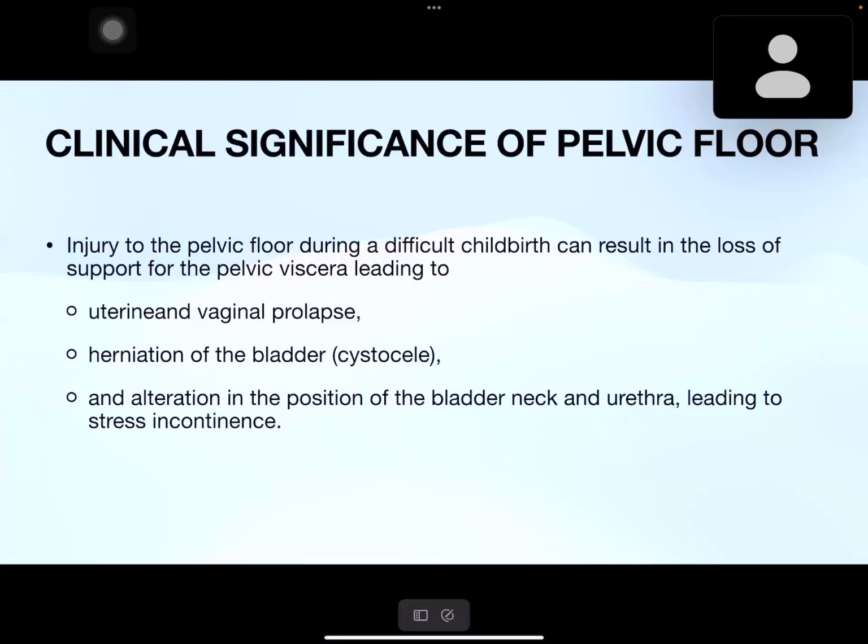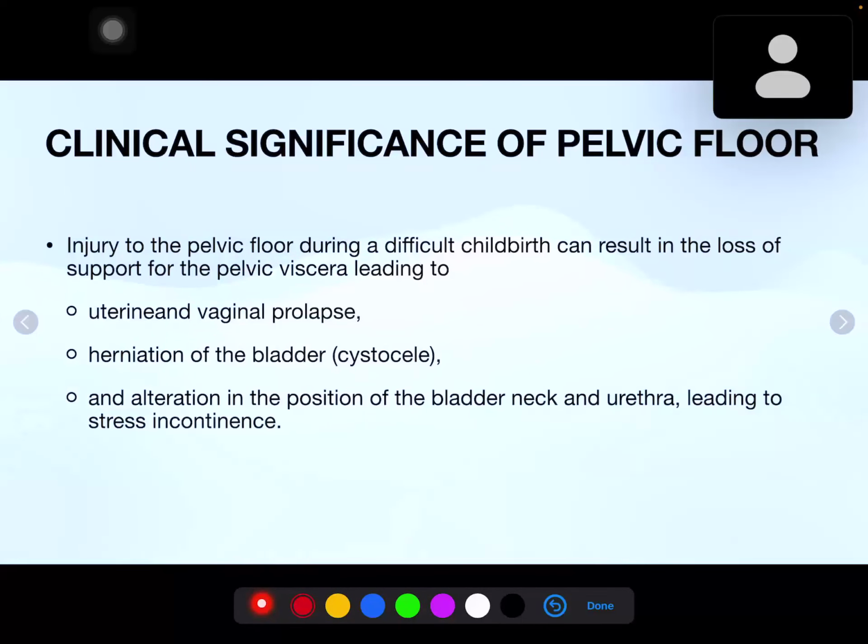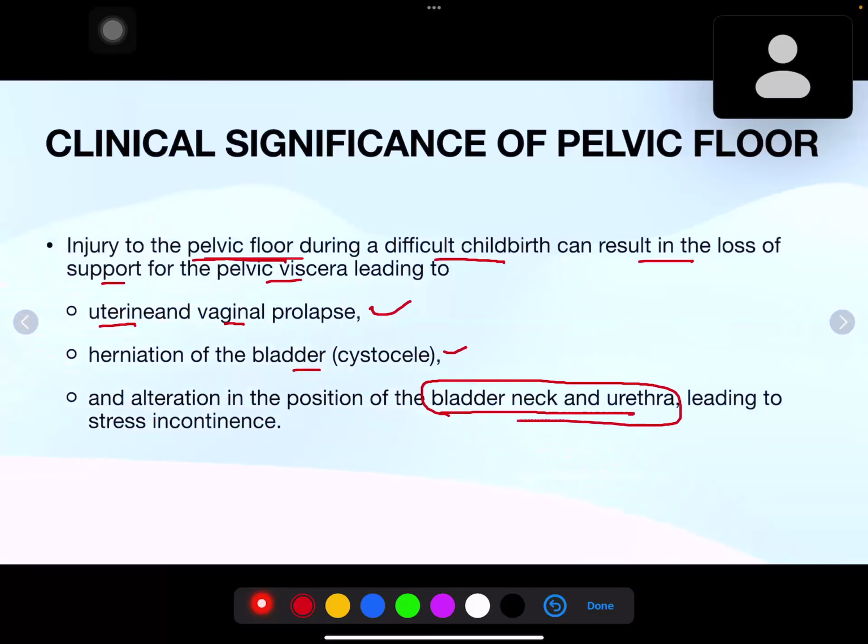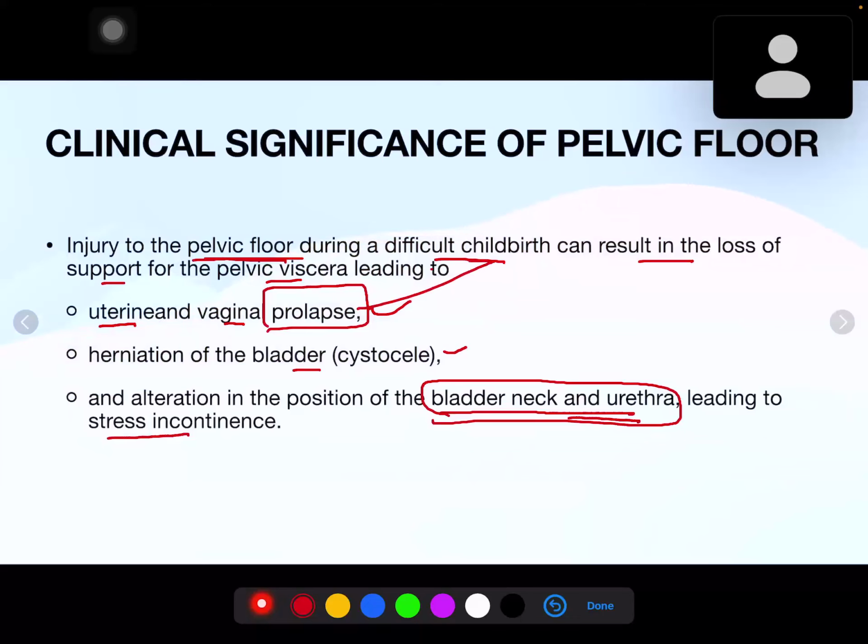Okay, the clinical significance. I told you previously that if the pelvic floor is injured during a difficult childbirth, it can result in loss of support for the pelvic viscera. So prolapse would occur, uterovaginal prolapse. The bladder can herniate, a cystocele, and then the bladder neck position would be altered. When the bladder neck and urethral position are altered, it leads to stress incontinence. So the sphincter action would be disturbed if the pelvic floor muscles are injured during childbirth. That's why we say that in prolapse, childbirth is a very, very important risk factor.